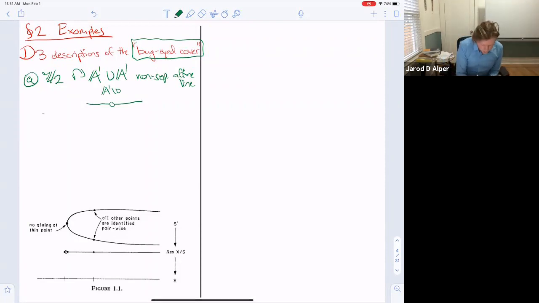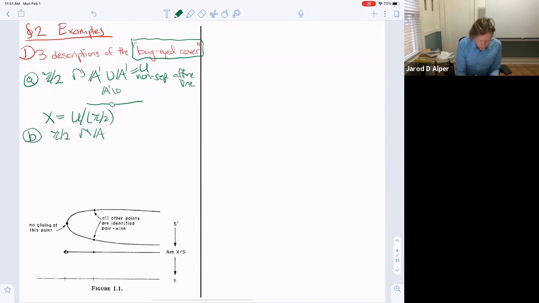And then we form the quotient X. If I call this U, then it's U mod Z mod 2. We saw this as an example of an algebraic space that wasn't a scheme. But I'm going to give an equivalent description right now, where I'm going to take the Z/2 action on A1 as above, where x goes to minus x under the unique non-identity element.